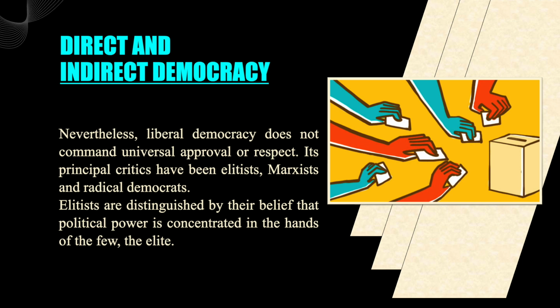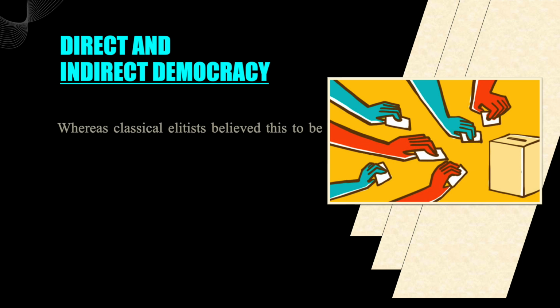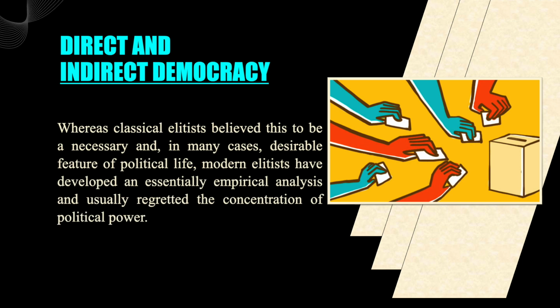Its principal critiques have been elitist, Marxist and radical democrats. Elitists are distinguished by their belief that political power is concentrated in the hands of the few, the elite. Whereas classical elitists believe this to be a necessary and in many cases desirable feature of political life, modern elitists have developed an essentially empirical analysis and usually regretted the concentration of political power.